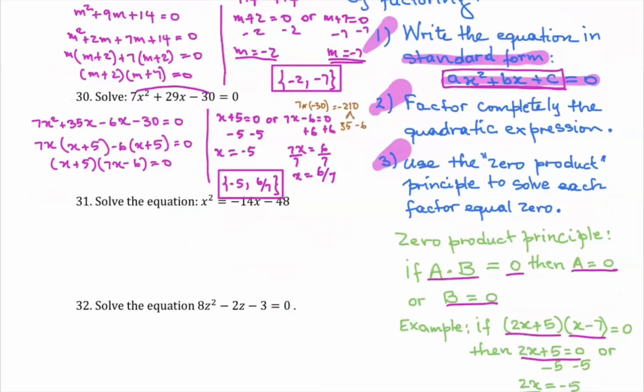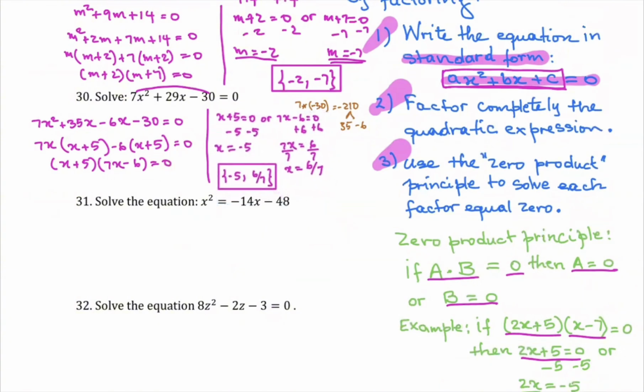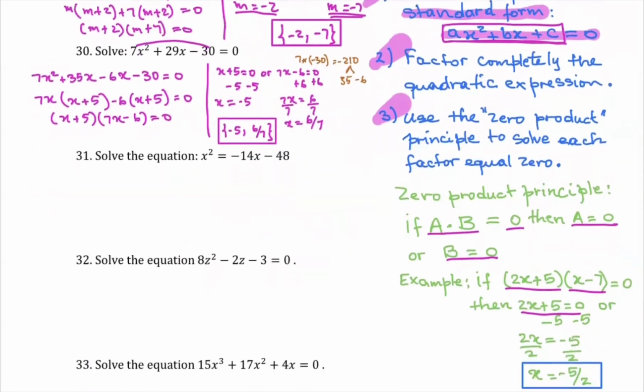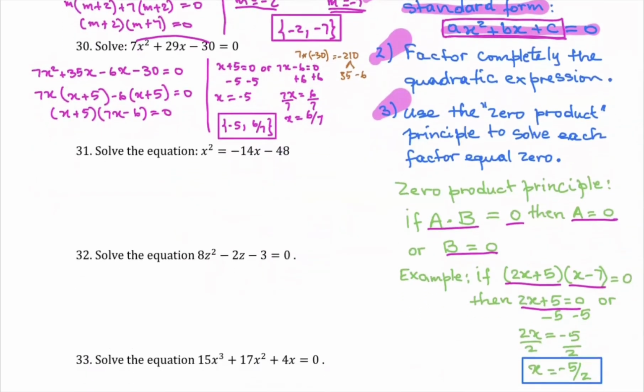All right, so next example here is not in standard form yet, so we're gonna add 14x and add 48 on both sides of the equation. So that gives you x squared plus 14x plus 48 equals 0.